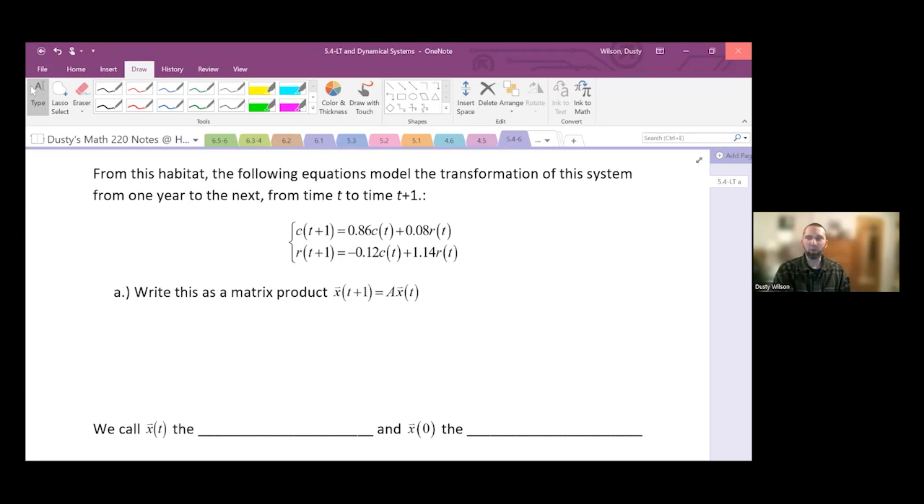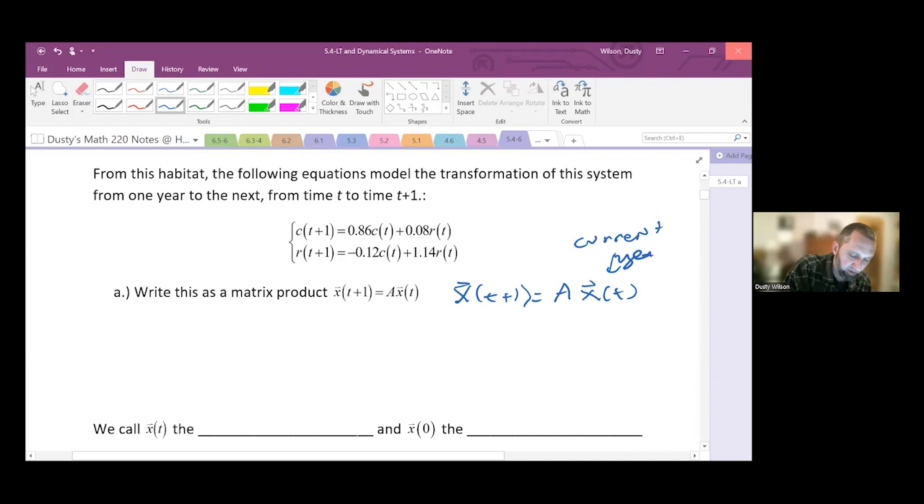So we want to begin by writing this as a matrix product. X of t plus 1 equals A times X of t. That would be X of t plus 1 equals A times X of t. So again, current year and next year.